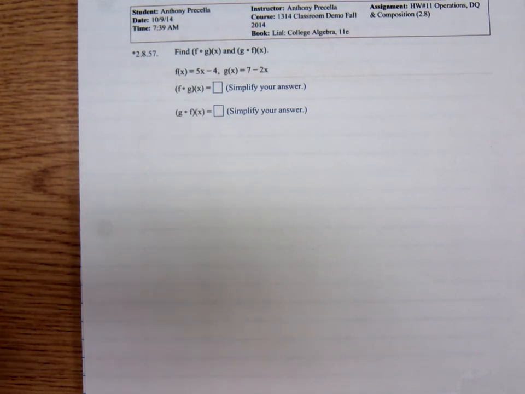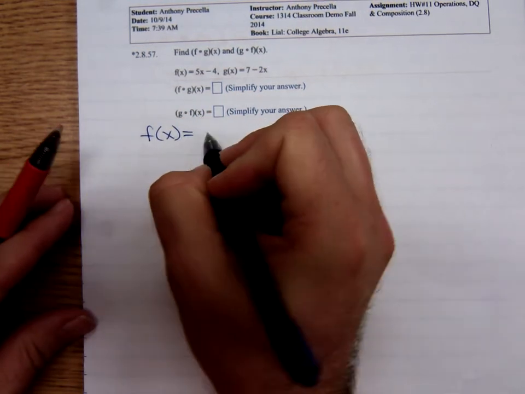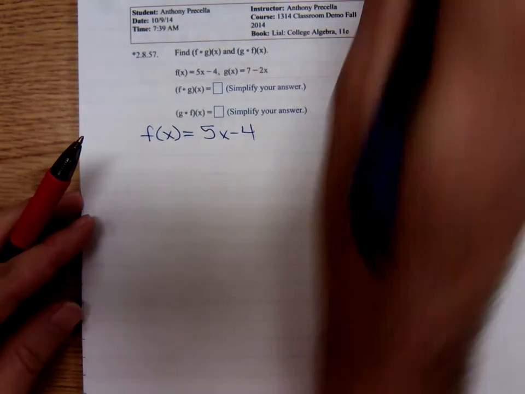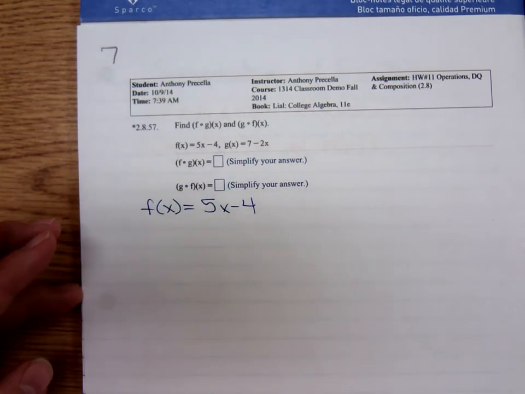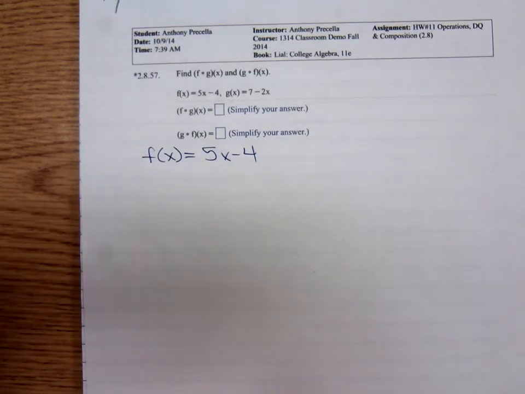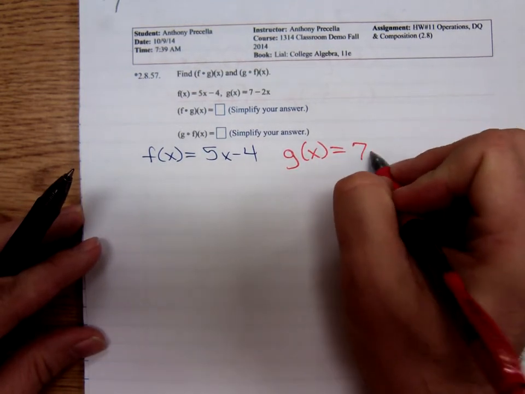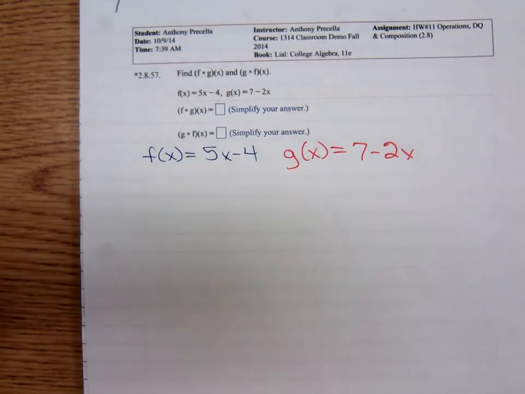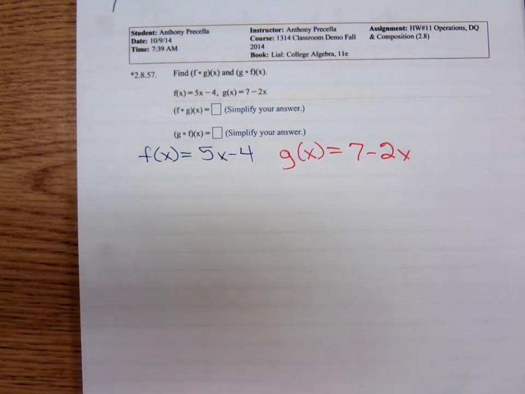So we have two functions. We have f of x equals 5x minus 4. This is number 7 in your homework. We have g of x, and that's 7 minus 2x. They want us to find f composed with g of x and then g composed with f of x.